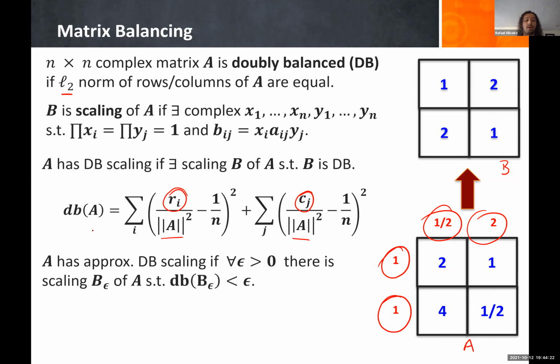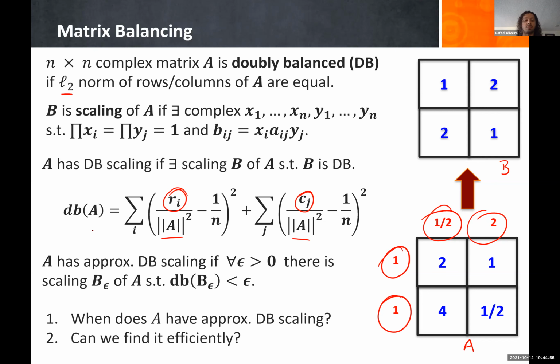Okay. And then Ankit also defined that A has an approximate doubly balanced scaling if for any epsilon bigger than 0, there is a scaling B epsilon of A such that the distance of B epsilon to being doubly balanced is less than epsilon, right? Which means that in the limit, we will have a doubly balanced matrix. So this is equivalent to saying that in the orbit closure, you're going to have a doubly balanced matrix. Now, the question that Ankit raised is, when does A have an approximate doubly balanced scaling, and can we find it efficiently? And Ankit also showed the connection to invariant theory.